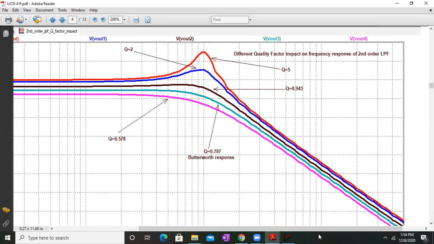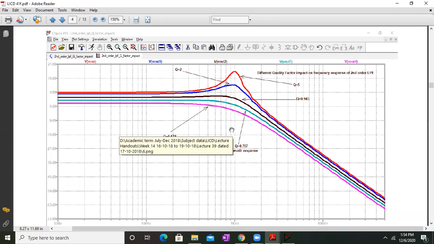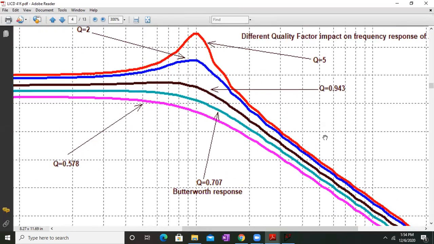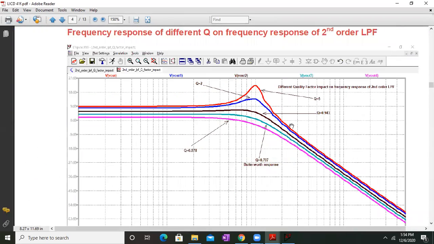Yeah, actually it's a Bessel filter. For the Bessel filter, the alpha is around 1.73 and the quality factor will be around 0.578. So you can see the initial attenuation in the passband only. These are the different quality factors' impact on the frequency response, as you can see over here. We prefer normally either the Butterworth filter or the Chebyshev filter for the second order low pass filter design.